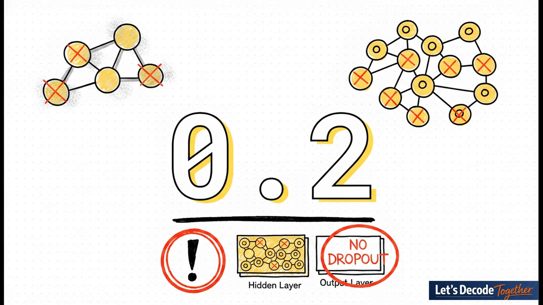Oh, and here is a massive warning that developers sometimes forget. Never, ever use dropout on your output layer. You only apply this layer-hitting chaos during training, absolutely never to your final predictions.